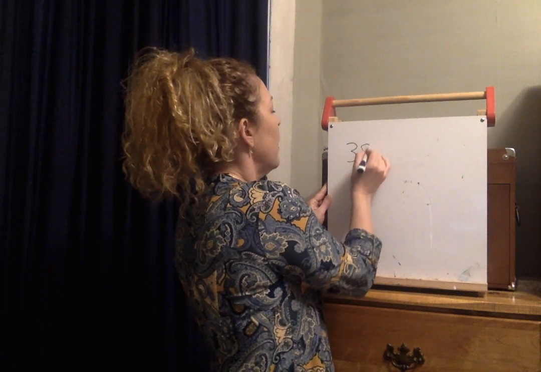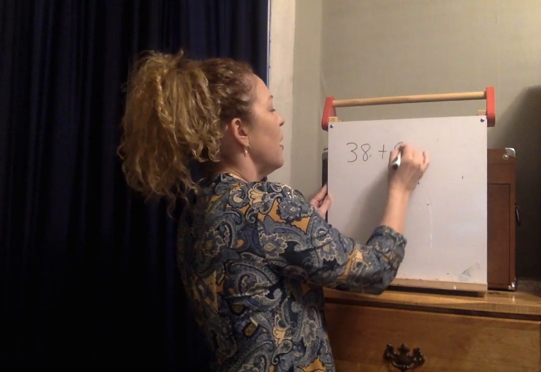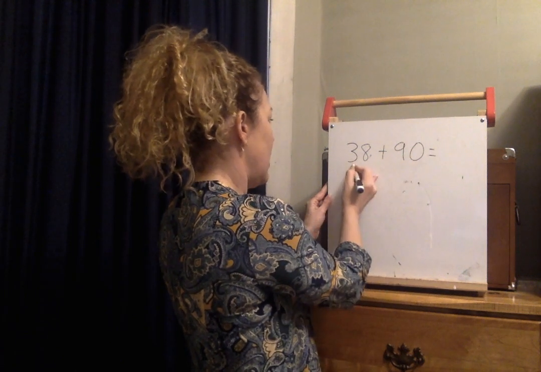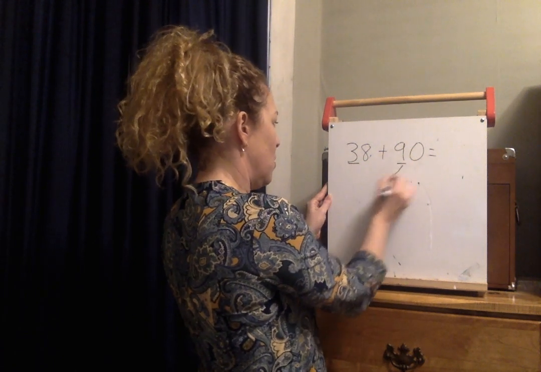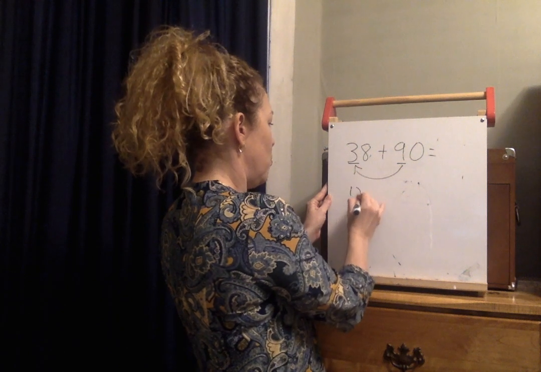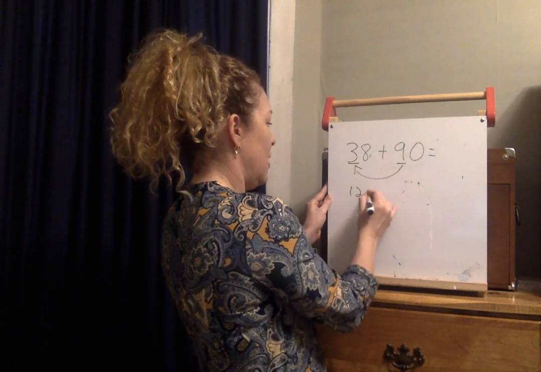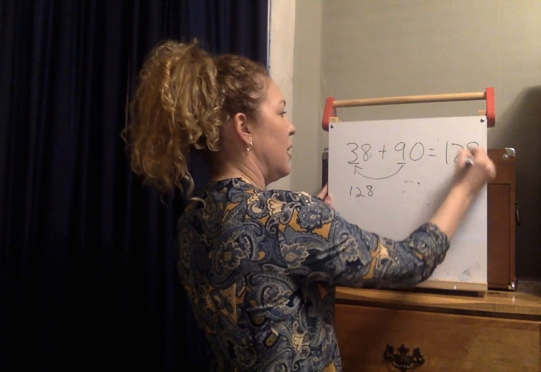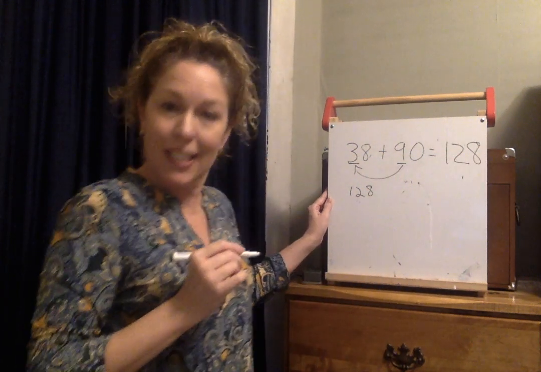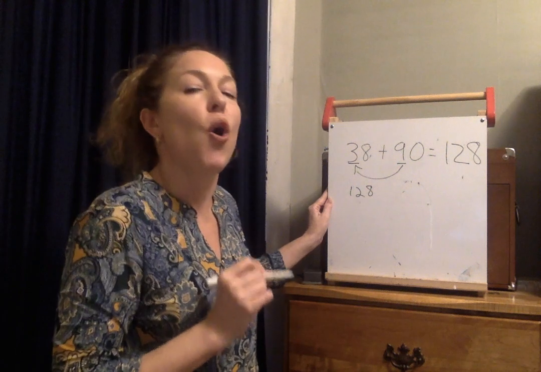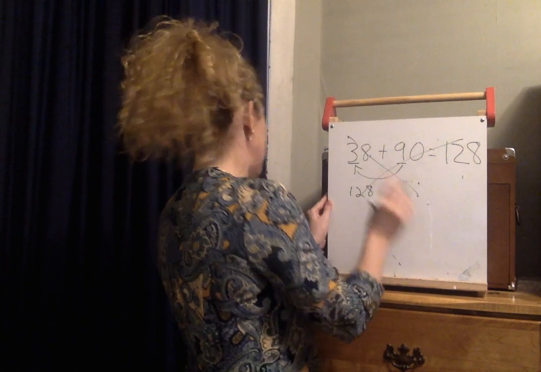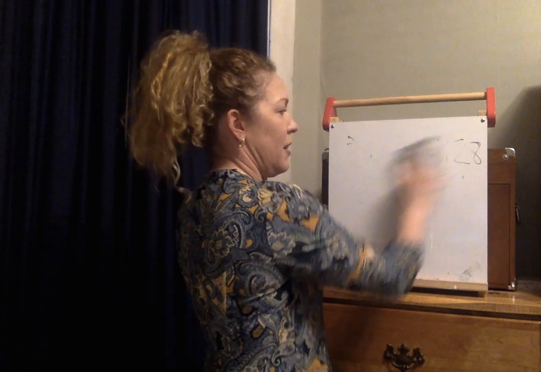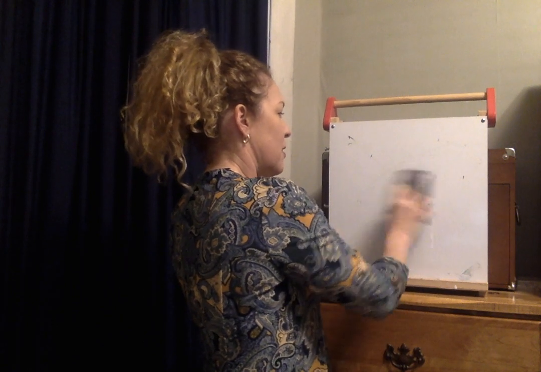Perfect. 38 plus 90. Okay, and I know I can just add 9 to 3, right? And that's 12 tens. And then 8 ones, so it's 128. Yeah? No, because we said left. How many tokens will he have left? So that's not right.